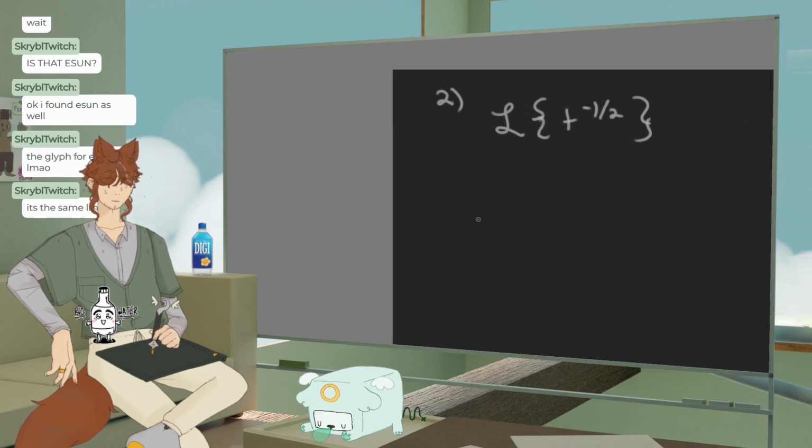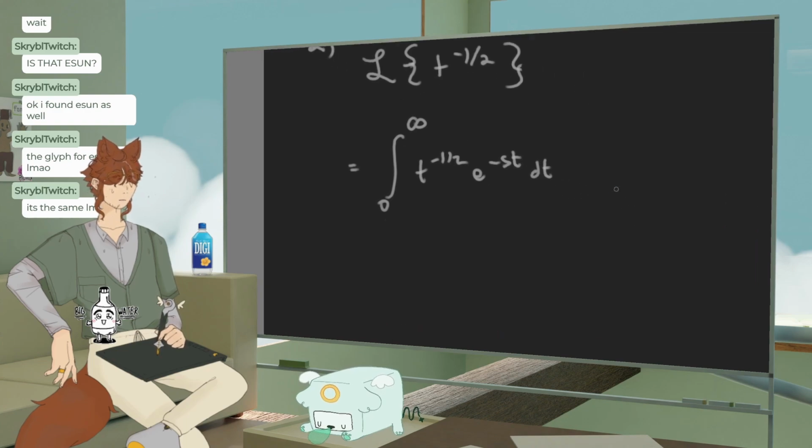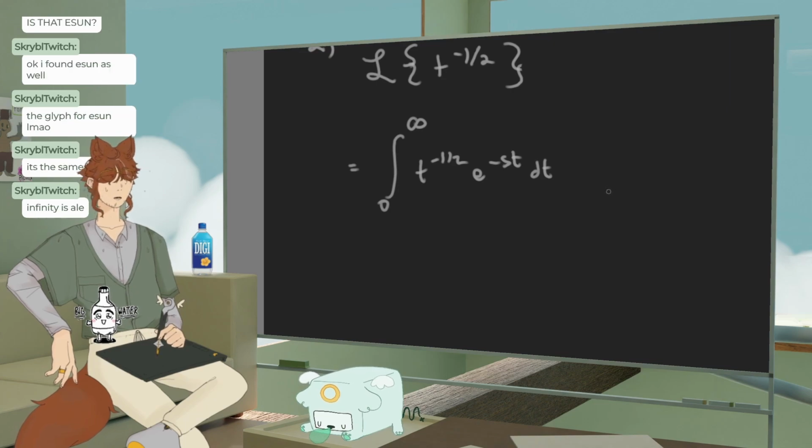Okay, this is equal to the integral from 0 to infinity of t to the -1/2 e to the negative st dt. Okay, integration by parts. So the thing is, if we take down forever, it's gonna be recursive. We want to go up.